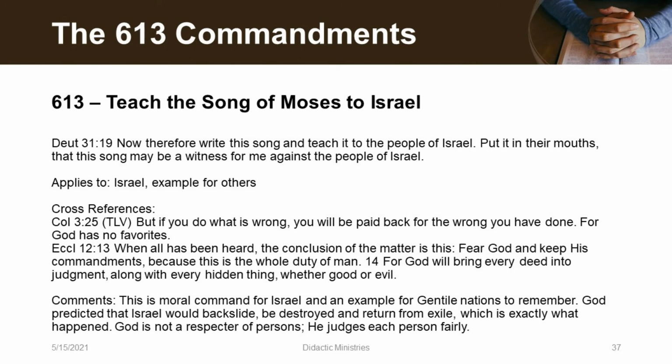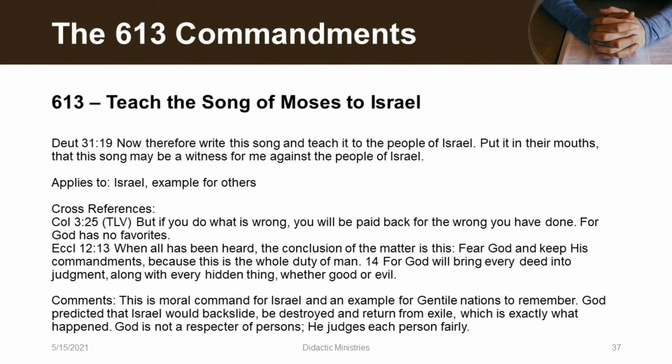God is not a respecter of persons. He judges each person fairly and justly. The Apostle Paul warned Christians in the New Testament with a similar message. In Colossians chapter 3, verse 25, Paul wrote, "But if you do what is wrong, you will be paid back for the wrong you have done, for God has no favorites."